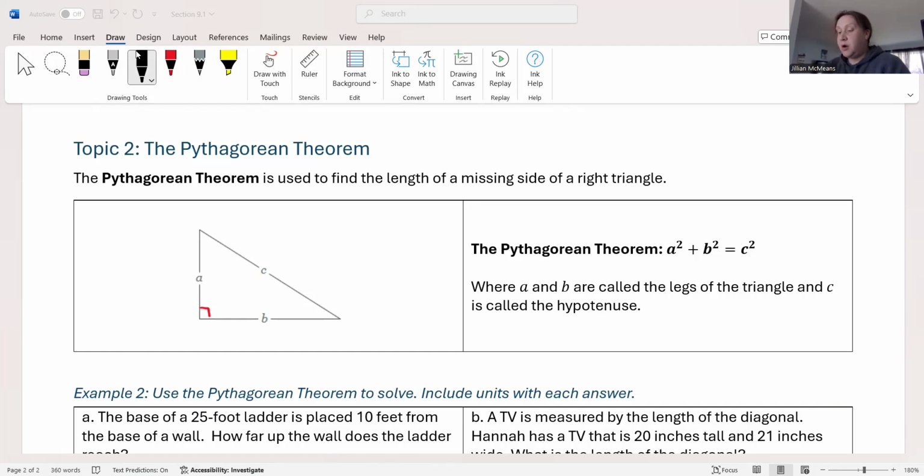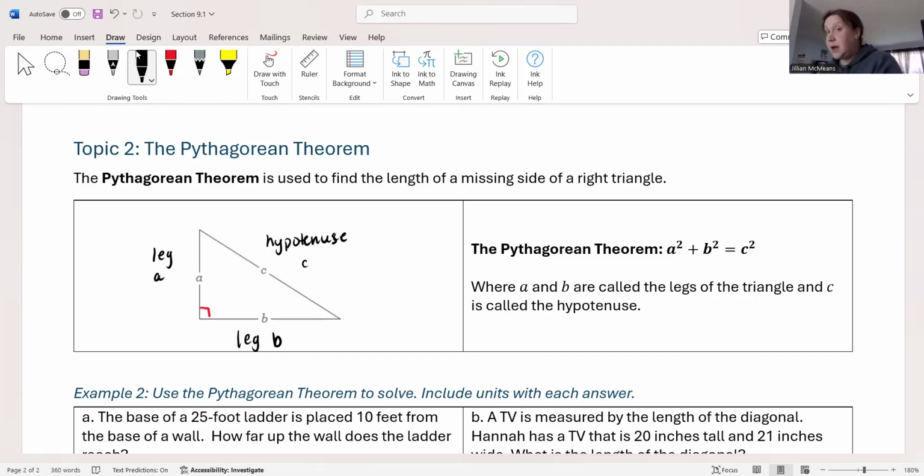Now, hopefully you can see this image pretty well, but the two sides that make up the right angle are called the legs of the triangle. So this is leg A, this is leg B, and then the diagonal, the longest side of the triangle, the side opposite the right angle, is called the hypotenuse, and the hypotenuse is always C. So when you generically label a triangle A, B, C, A and B are the legs of the triangle when you're dealing with a right triangle, and C is the hypotenuse.